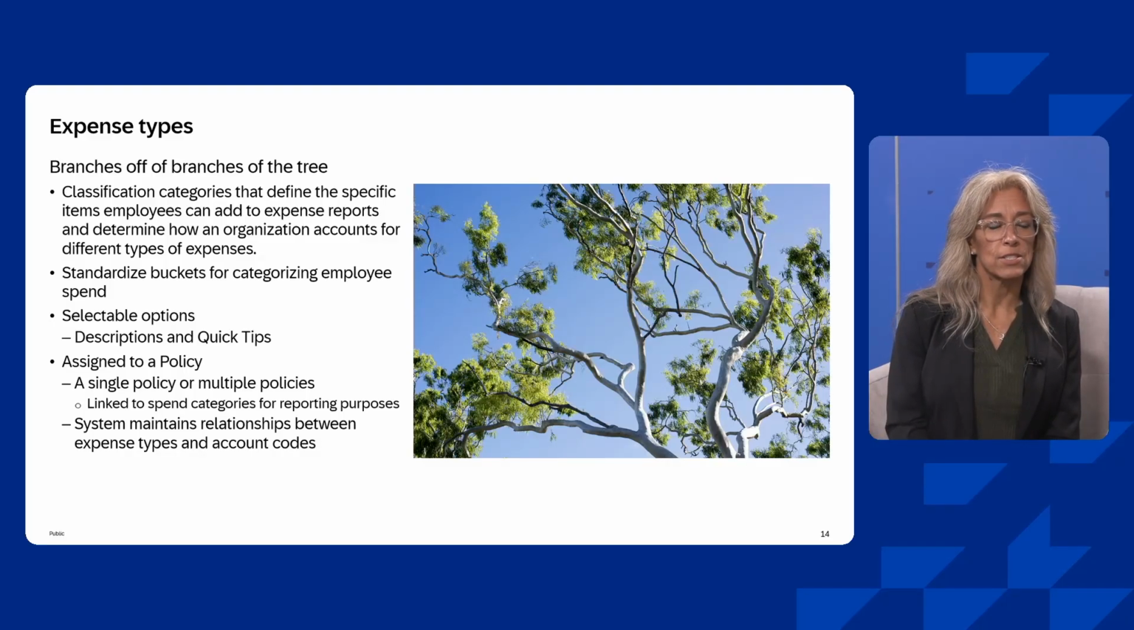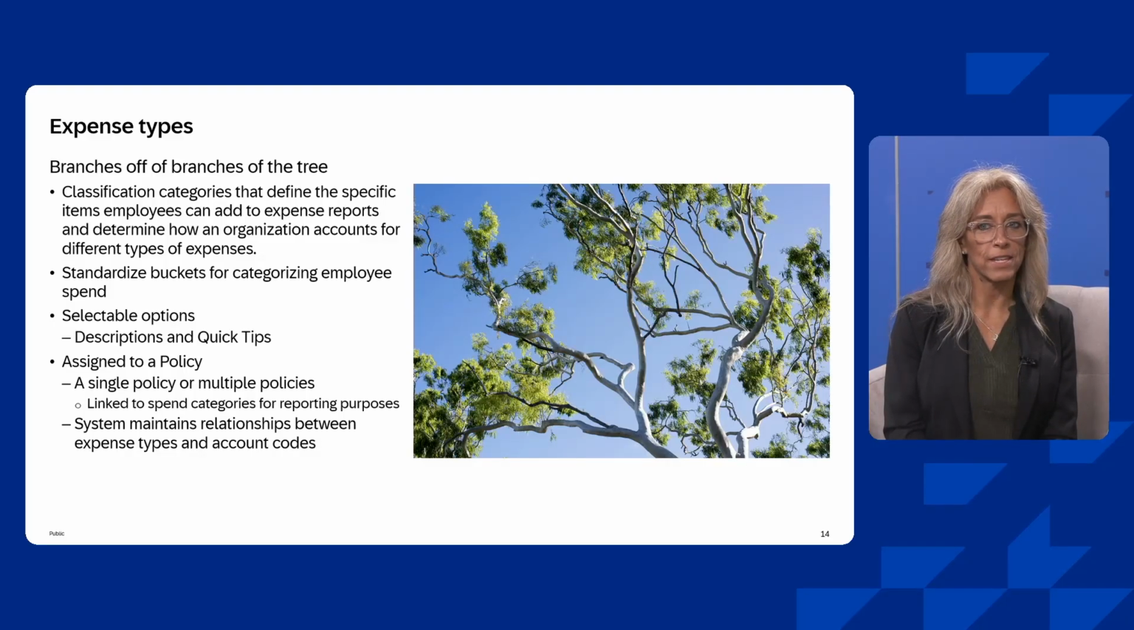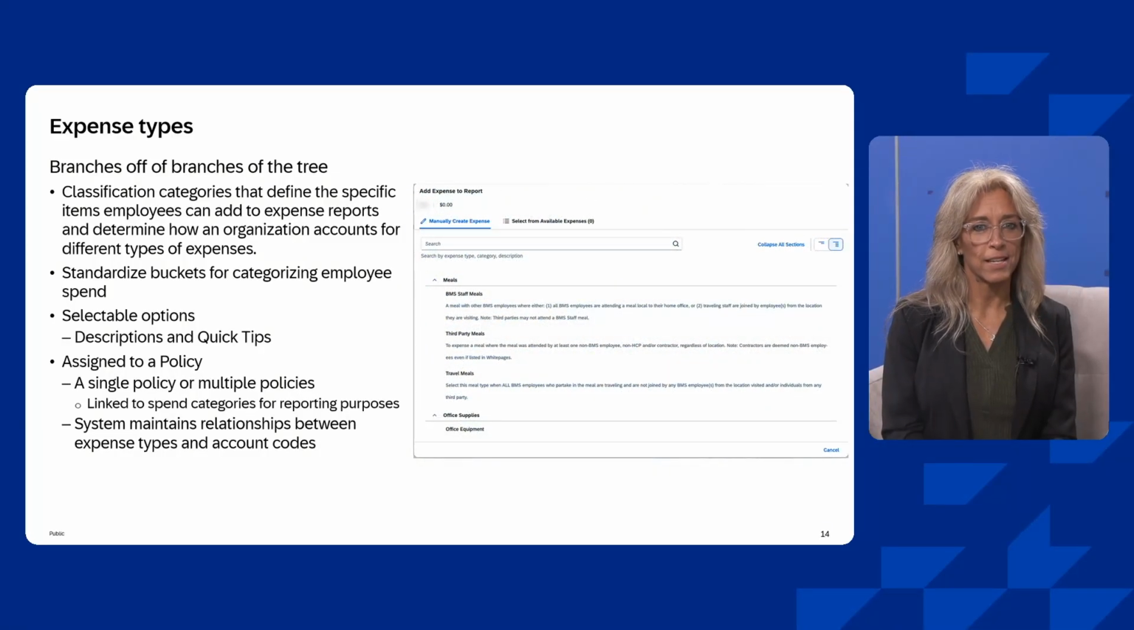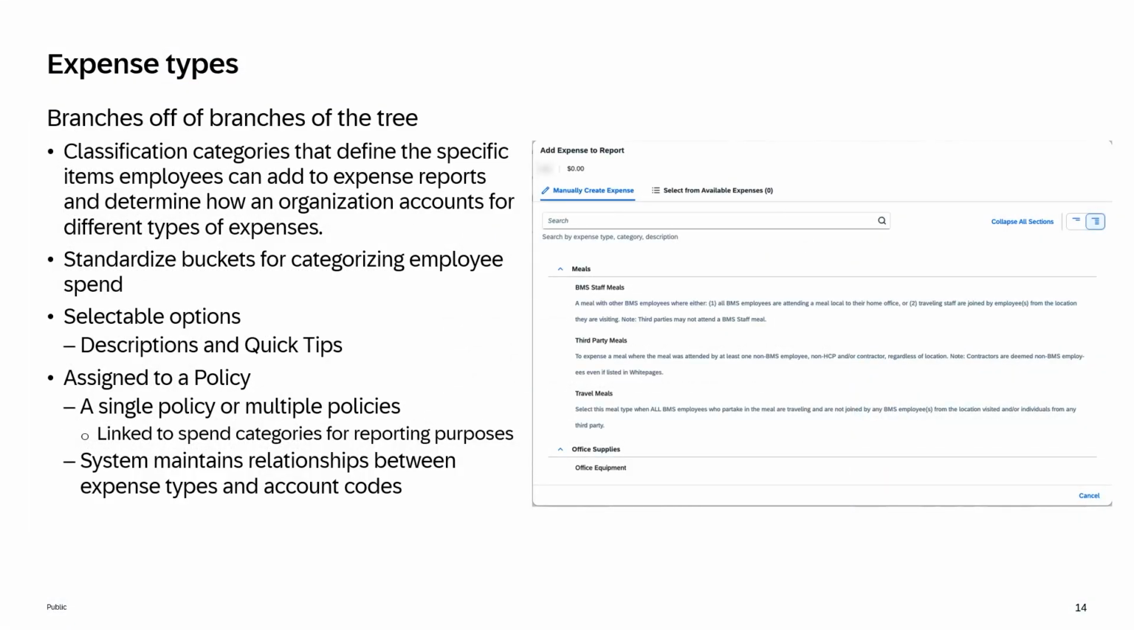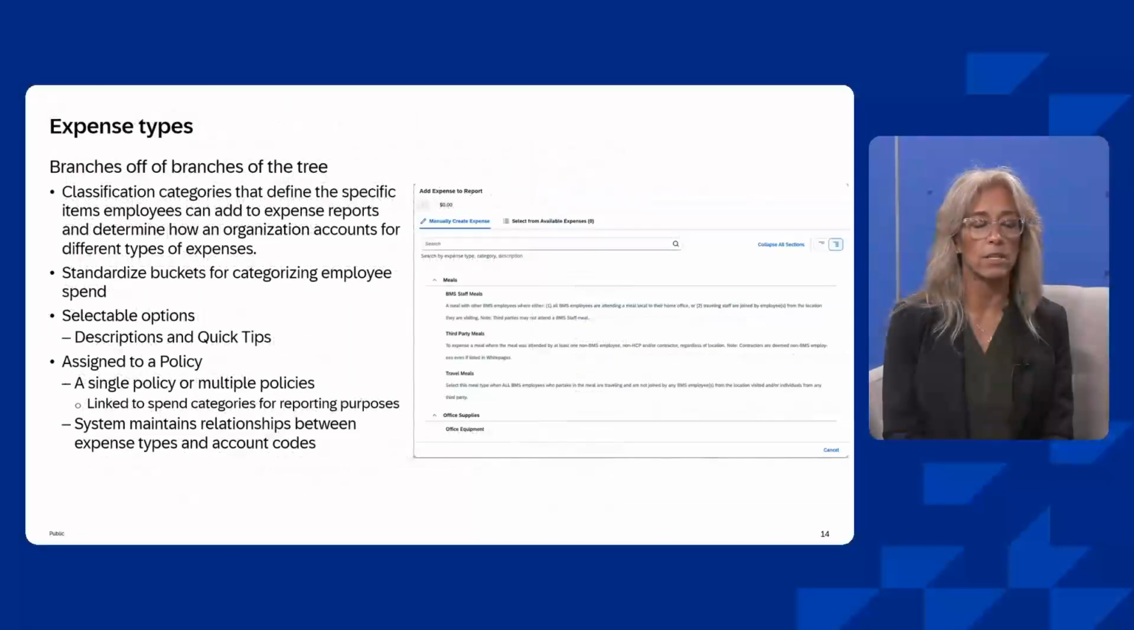This is a screenshot of what the expense type descriptions look like. These are available to users, and it helps users categorize across the organization. Using these descriptions and quick tips helps those users pick the right choice because it gives them more information about that expense type. Expense types are assigned to policies, and each expense type can be assigned to a single policy or multiple policies. The forms can also be different on each expense type across all those different policies.